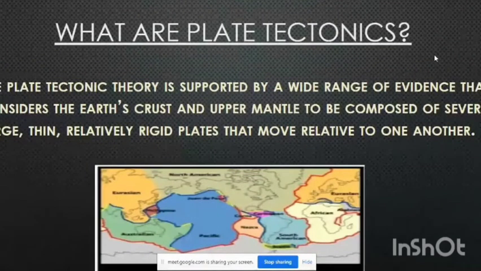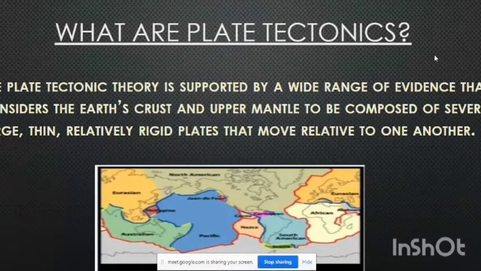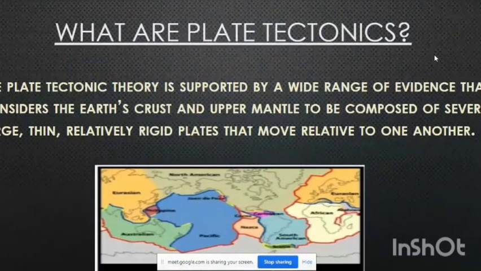What are plate tectonics? The plate tectonics theory is supported by a wide range of evidence that considers the Earth's crust and the upper mantle to be composed of several large, thin, relatively rigid plates that move relative to one another.